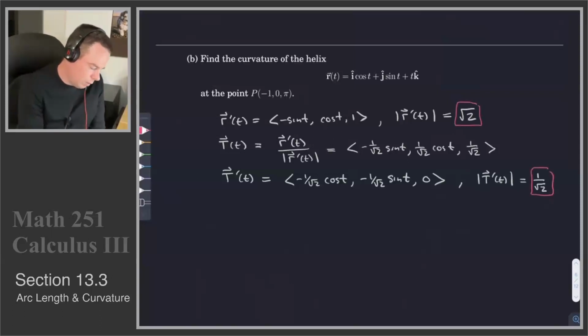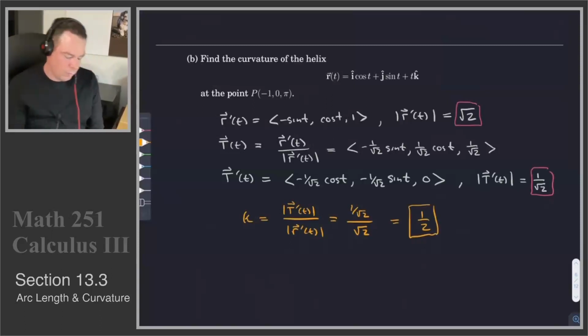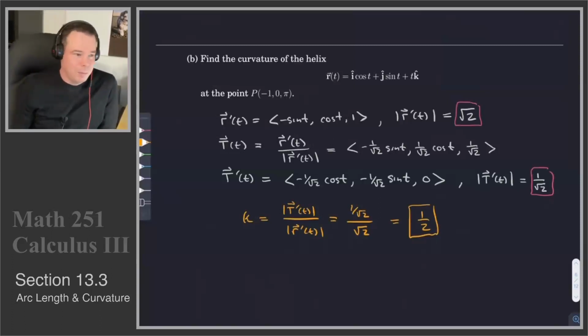These are the two pieces we need for our curvature formula. And so we have that the curvature is equal to the magnitude of T prime of t over the magnitude of r prime of t, which is 1 over root 2 over root 2, or in other words, a half. So there's our curvature of our helix. It's constant, it's independent of the point you're at. It's always 1/2.